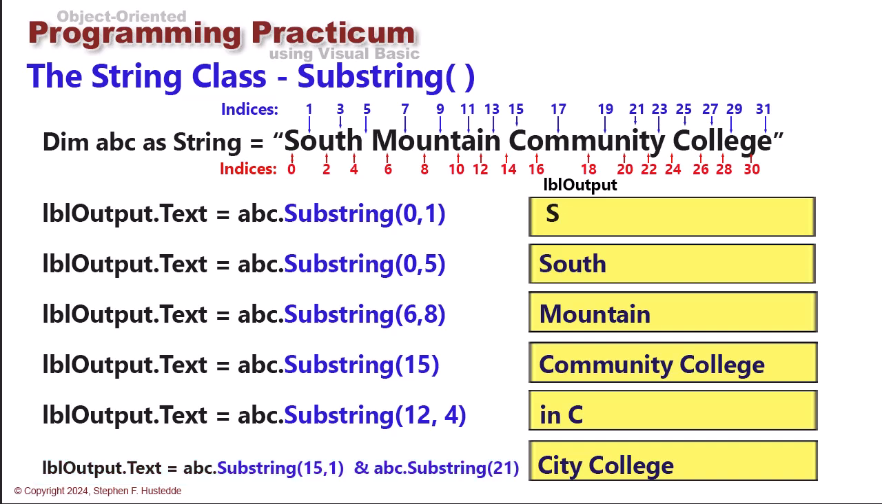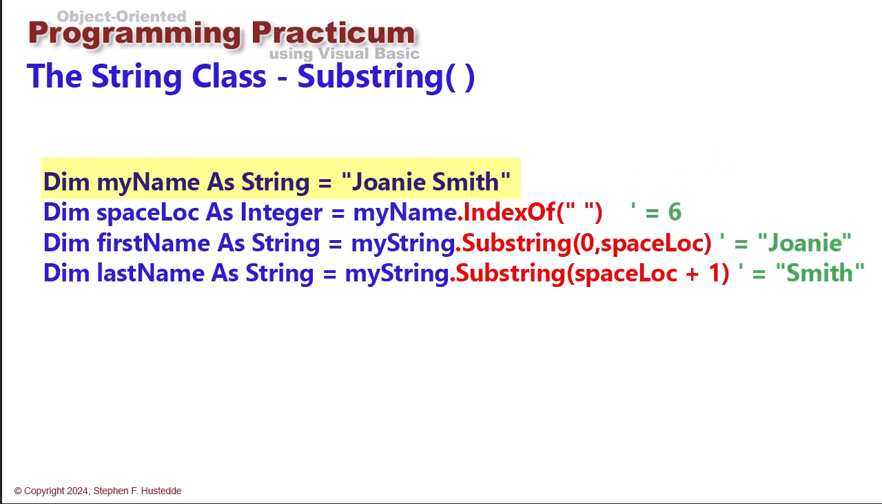As I mentioned, I use index_of and substring a lot, often in combination. Here I have a string variable named my name, which contains the name Joni Smith. I'm going to create an integer variable called spacelock, and it's going to equal my name.index_of, and in the parentheses I have a quote space quote, so it's looking for a literal space, and that's going to be index 6. The J in Joni is 0, O is 1, A is 2, N is 3, I is 4, E is 5. The space is index 6.